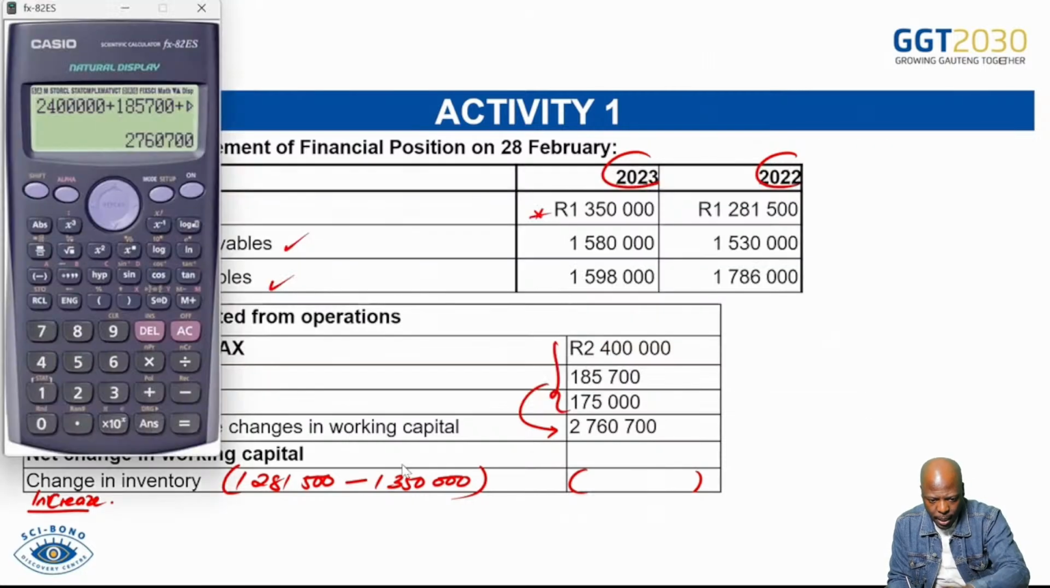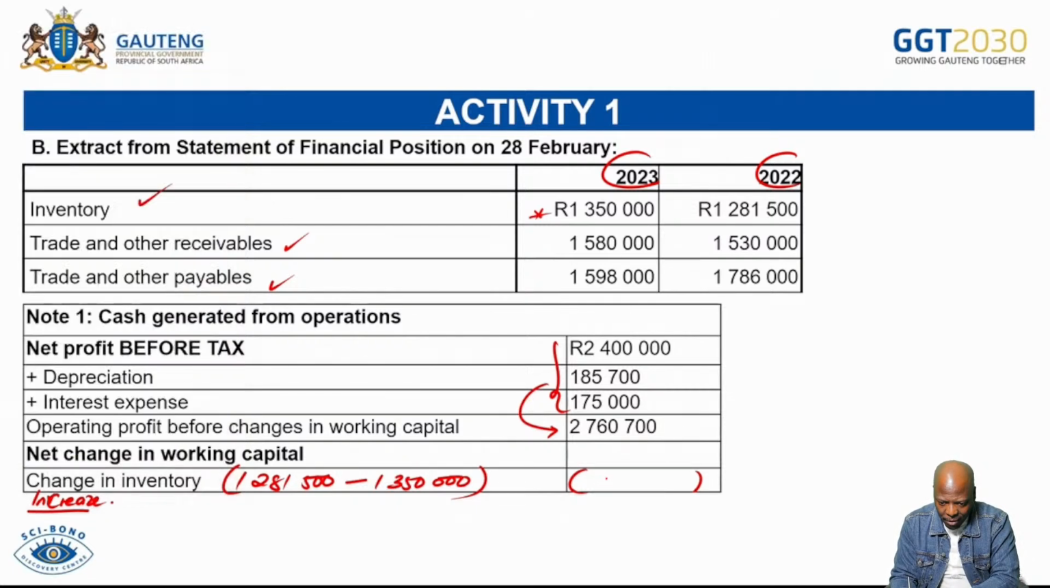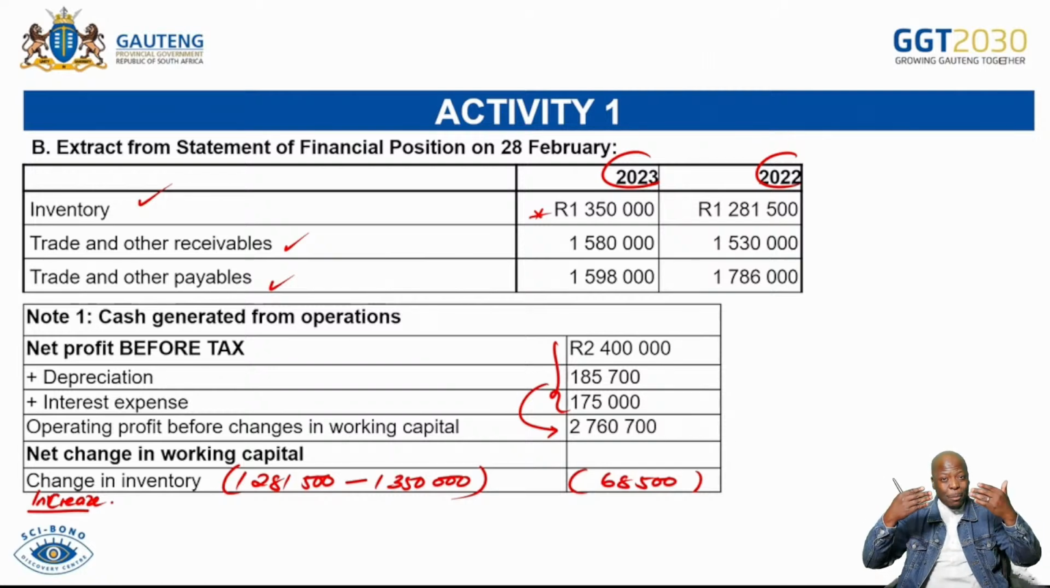And then calculator, come here, my friend. 1,281,500. Then I subtract 1,350,000. Like that. Then I get 68,500. Remember, we had the bracket in already because we know that once inventory is increasing, it is a cash outflow. It means we are buying more stock. Stock is coming in, cash is going out.